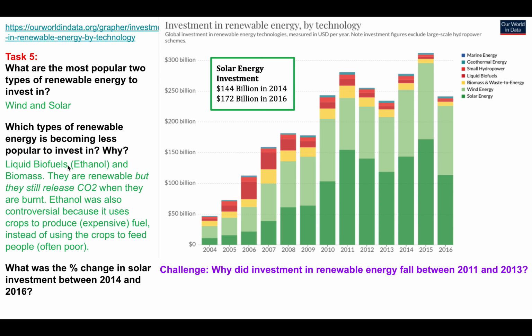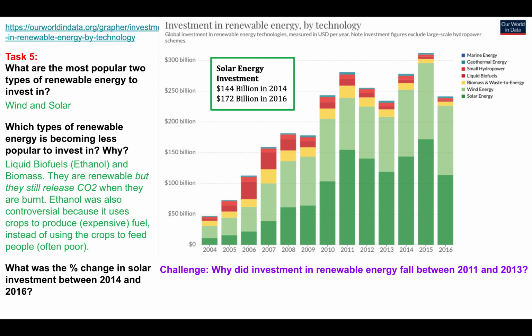We're saying that liquid biofuels like ethanol and biomasses are renewable, but they are not perfectly green, because although the plants grow and absorb CO2, when you burn the fuel, you are releasing that CO2. So they're renewable, but they still release CO2 when they're burnt, which is not necessarily the ideal thing. We want something that's completely green. Ethanol is also controversial, as I've said, because it uses crops to produce, which is expensive. And then you're burning the fuel instead of using the crops that you could have used to feed people.